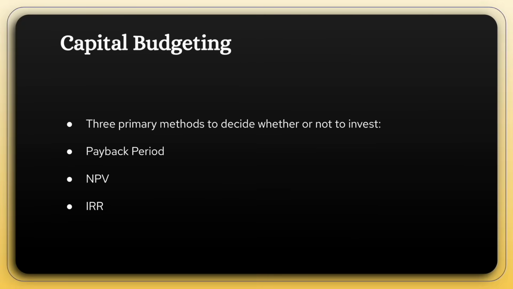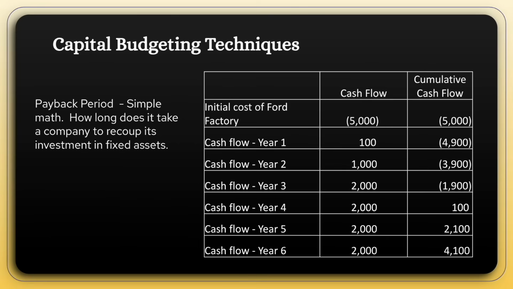So, capital budgeting. The three main methods that we use to decide whether we should invest are payback period, which we'll discuss next, net present value, which we've discussed earlier, and IRR, which we've just discussed. So, payback period. It's a very basic concept, and it essentially discusses how long it takes for a company to recoup its investment in a fixed asset.